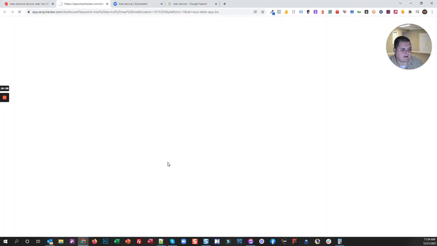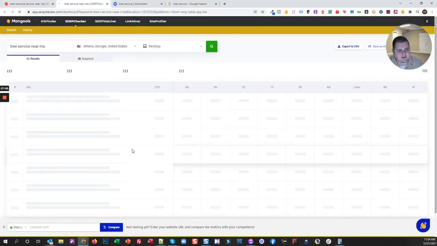If we were to go analyze that SERP, it's going to bring it up in SERP Checker. Again, if you buy the Mangools service pack, you get all of their SEO tools all in one. So your subscription doesn't just get you Keyword Finder, KW Finder, or SERP Checker or SERP Watcher.